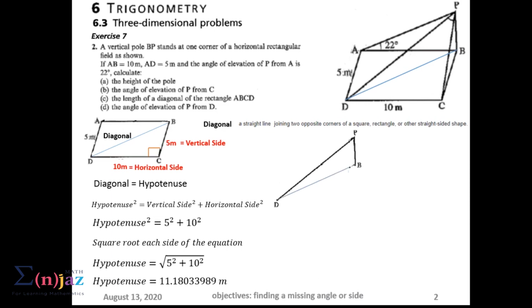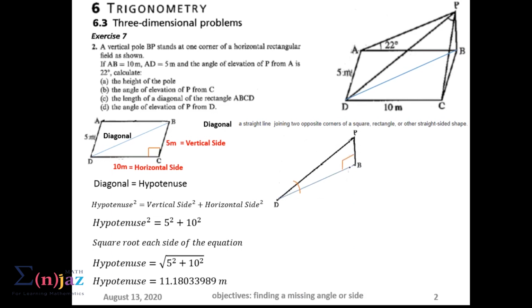Now let's go to the last section of the question. They want the angle of elevation of P from D. Let's draw a sketch of the triangle that I'm going to calculate the angle for, which is this triangle PBD, or we can name it DBP. Now, this is the unknown angle from D, the angle of elevation of P from D. So that's the unknown angle.